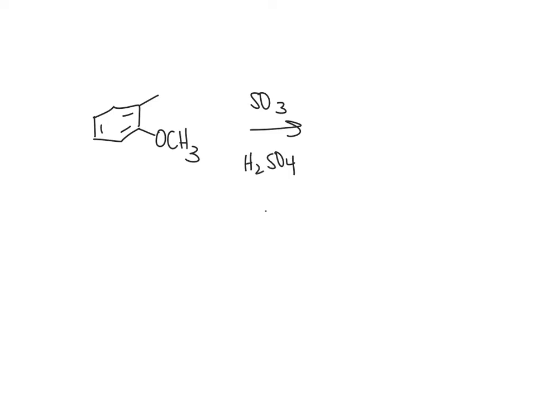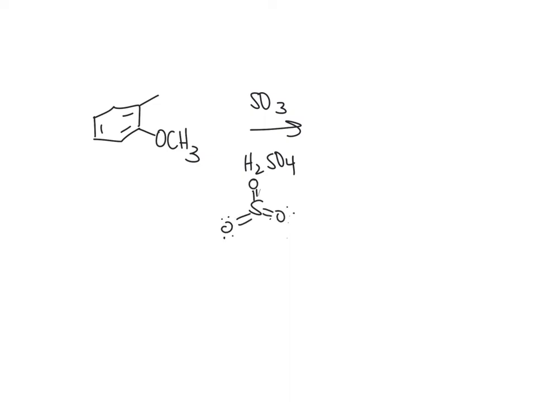The last reaction shows 2 substituents. So you have a CH3 and then you have an OCH3. And then your reagents are sulfur trioxide and sulfuric acid. And you know that this sulfur trioxide is your electrophile here. We call this fuming sulfuric acid.